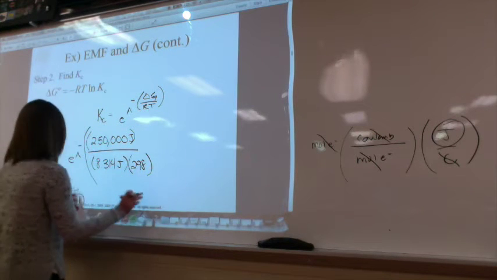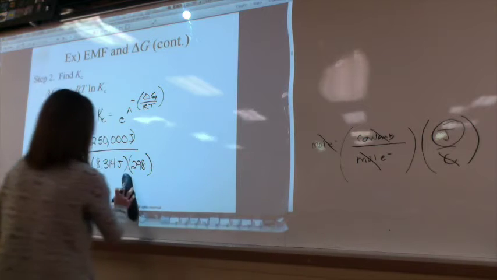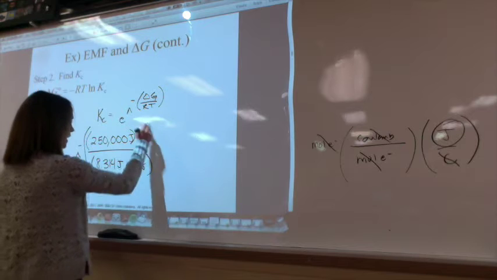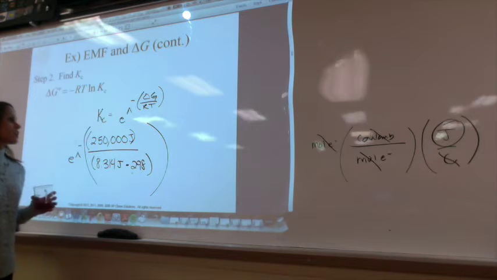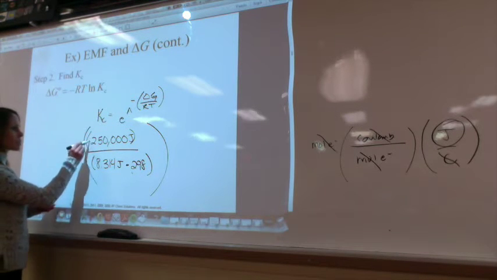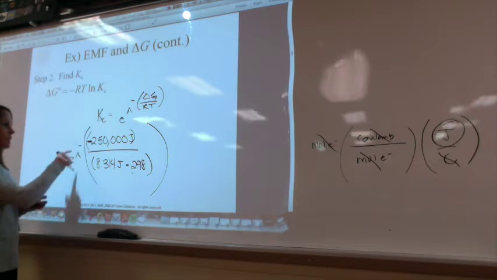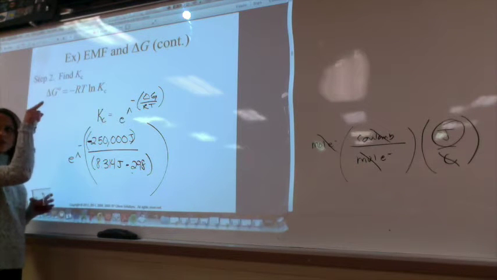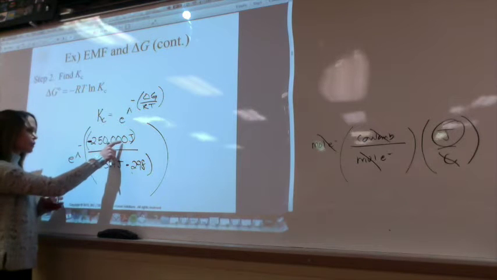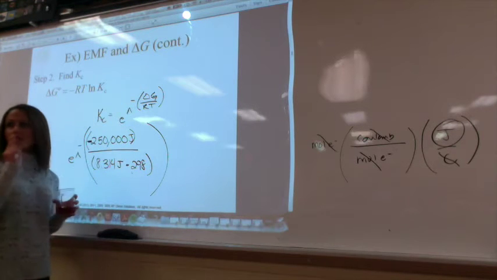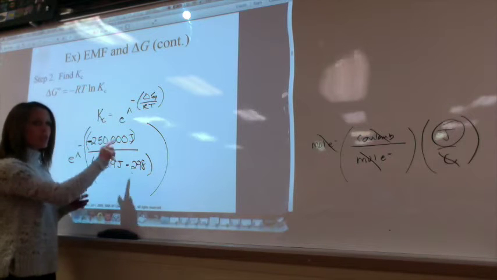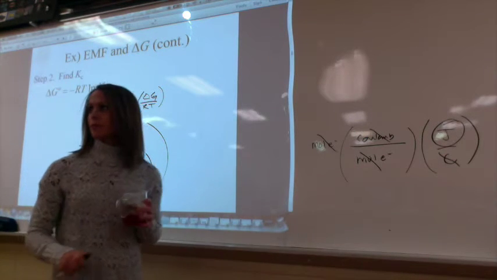I meant to put that all in parentheses on the bottom. So I'm going to put a little dot there for you. And then all of that goes in parentheses. So in your calculator, you should be hitting negative. Sorry, I forgot the negative here. So it should be negative times, and then put your little parentheses, negative 250,000. You can hit divide at that point, and then new parentheses, 8.314 times 298, close parentheses, close parentheses.